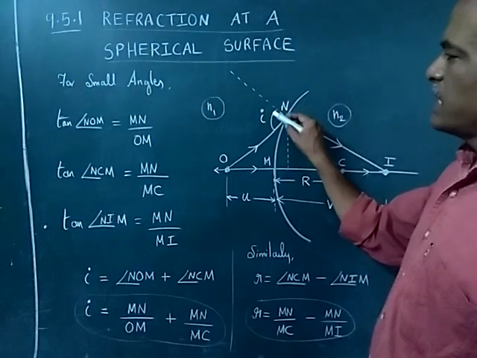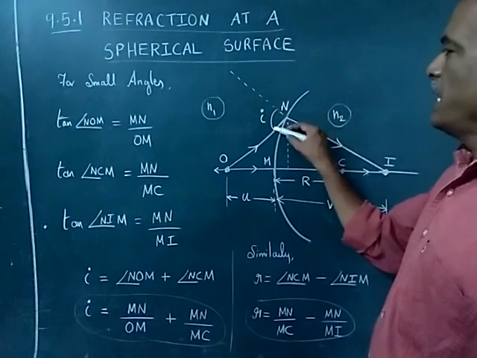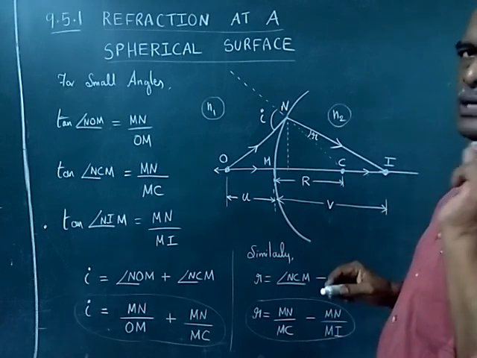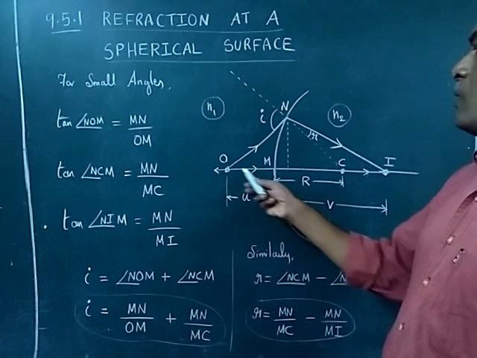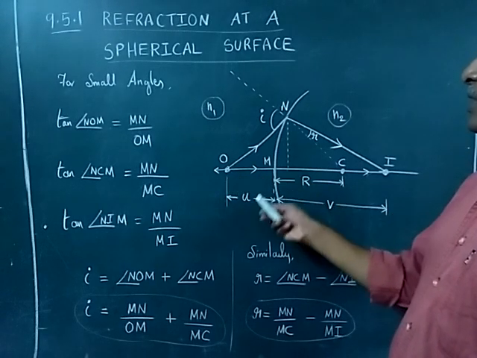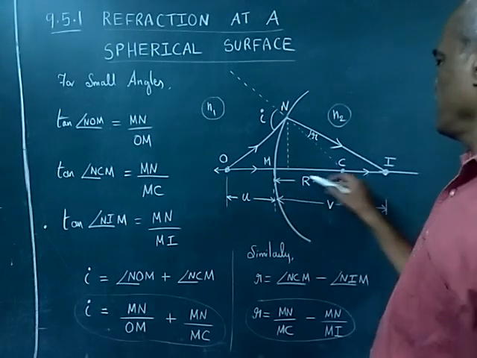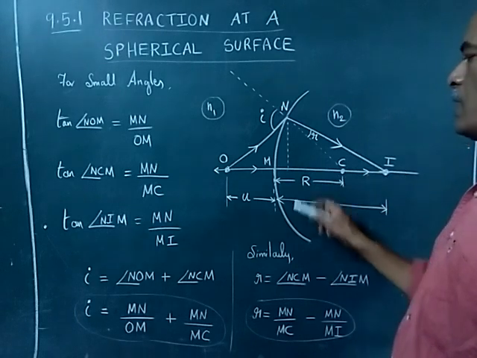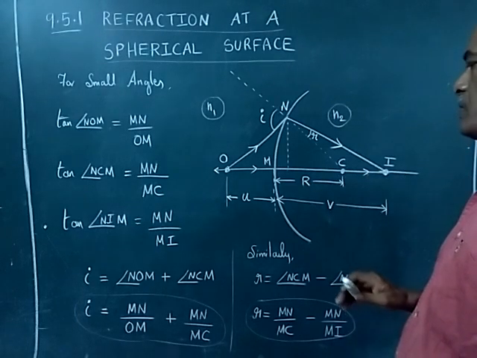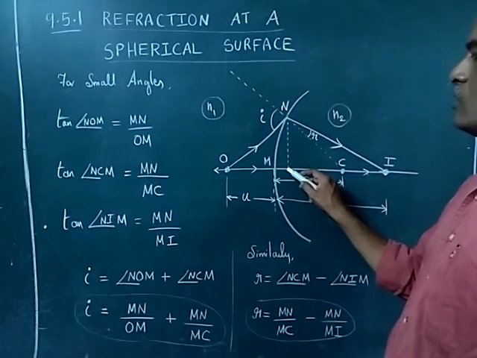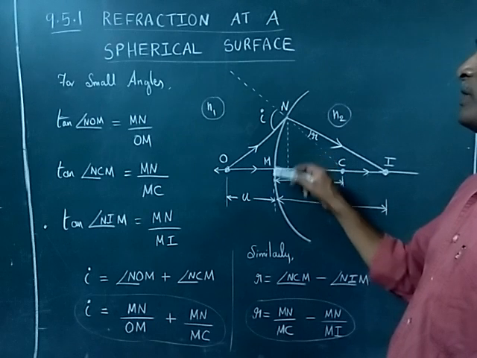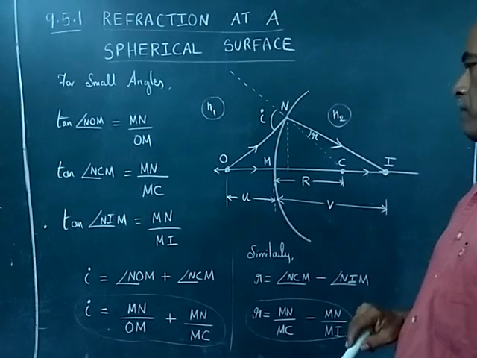And this angle I and angle R are very small angles. So the distance between this point and this point is u, and from this point to this point is v, and we know already the radius of curvature, and this is the center of curvature. This point is M, or this also M, because both are the same point, and this is N.